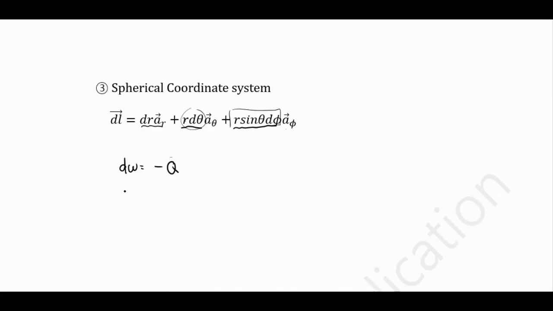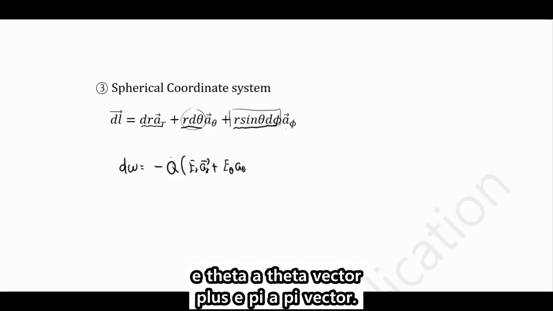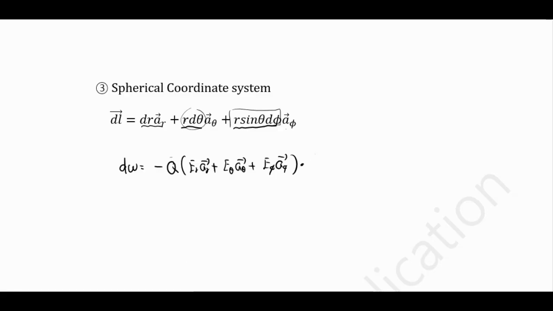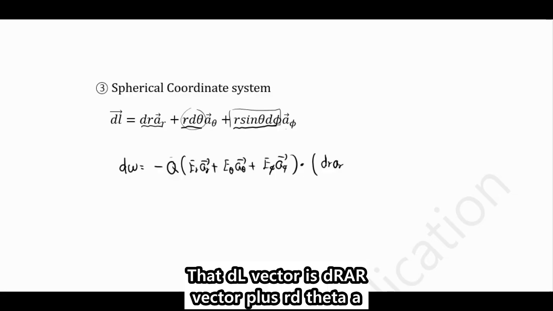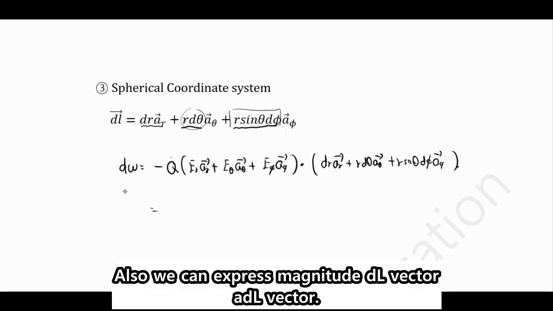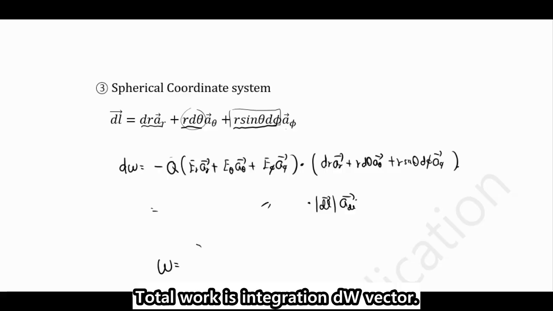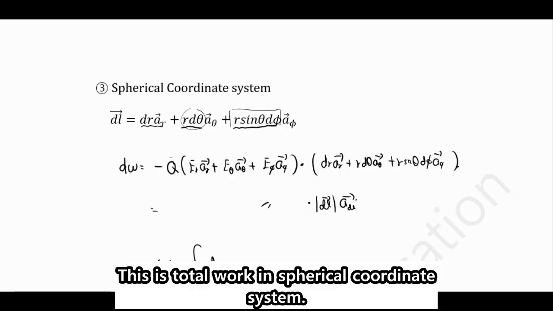So dW is minus Q, E vector, which is E_r a_r vector plus E_theta a_theta vector plus E_phi a_phi vector, dot the dL vector, which is dr a_r vector plus r d theta a_theta vector plus r sin theta d phi a_phi vector. Also, we can express the magnitude of dL times a_dL vector. And total work is the integration of dW. This is total work in the spherical coordinate system.